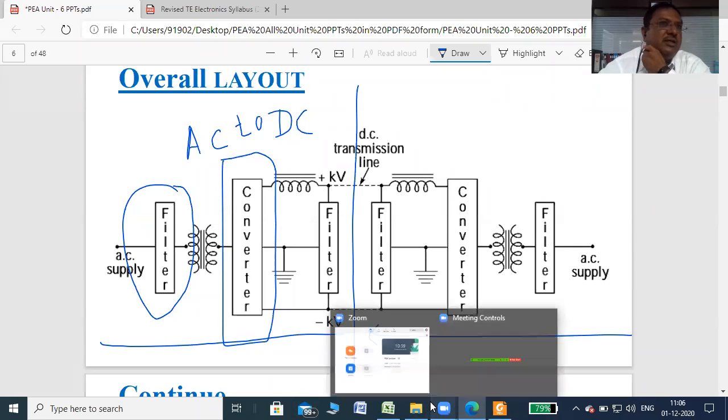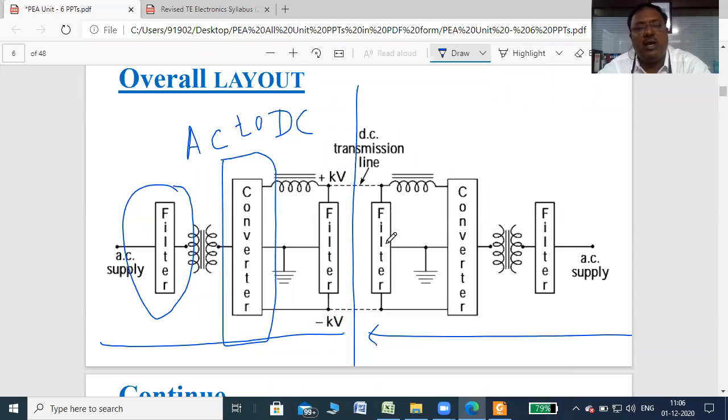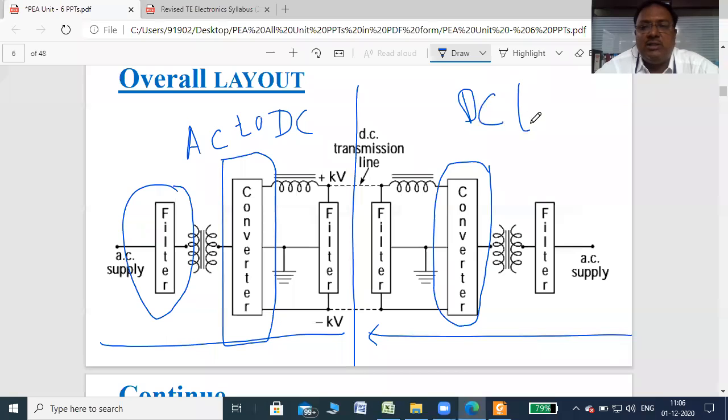At the receiving station, there will again be a filter which removes any AC components if added. Normally very low AC components are added, but still a filter is used to remove them. After that, again there will be a converter. This is an inverter, a DC to AC converter. Again, it is nothing but a three-phase inverter.